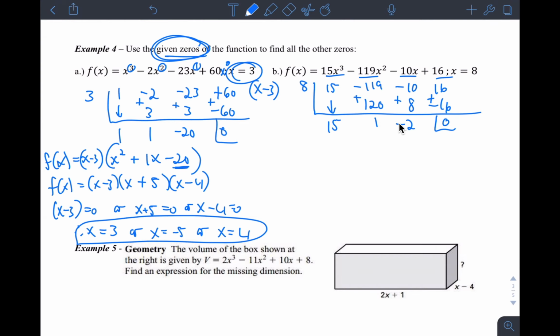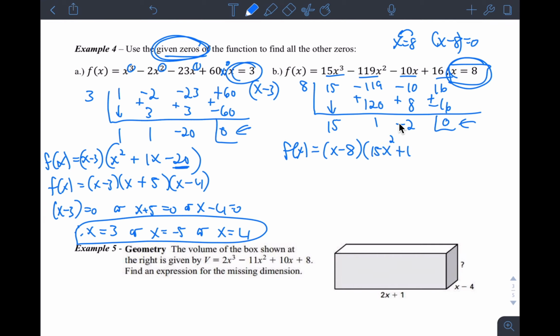So again, that shows me that this is a factor. I have to get 0 as the remainder if something is a factor. And then what I have now is f of x equals this factor, so x equals 8. If I take the 8 over, that's x minus 8 equals 0. So this is my factor, x minus 8, times, and then I use the 15, x squared plus 1x minus 2. Since this is a third power, this is going to be a squared power right here, and this is going to be a first power, and that will have power x to the 0. And so there's my new polynomial.